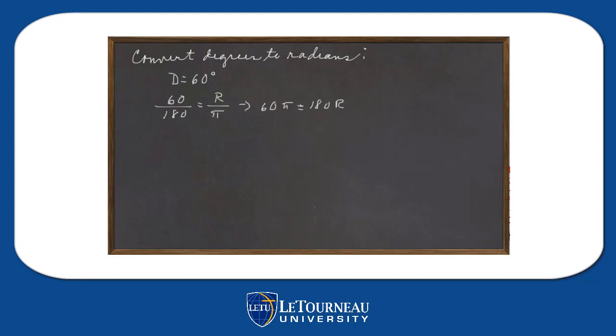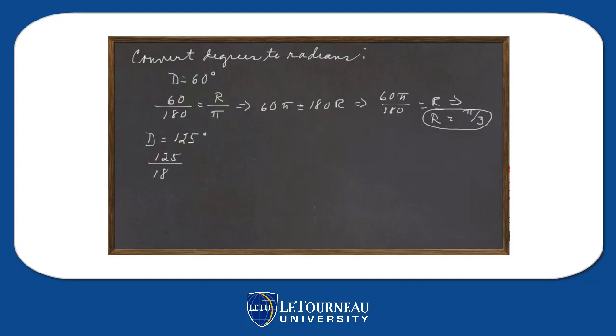Let's do some actual examples. Okay, let's start by converting degrees to radians. This is what we will have to do probably more than the other way around. So suppose I have 60 degrees. I'm going to use the formula 60 over 180 equals r over pi. Cross multiply: 60 pi equals 180 r, and so forth. Do the appropriate division, and we have that 60 degrees is pi over 3 radians.